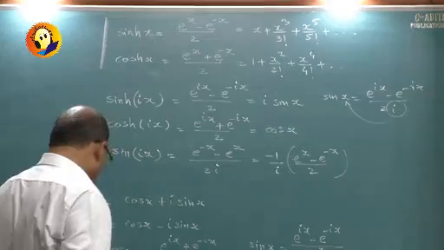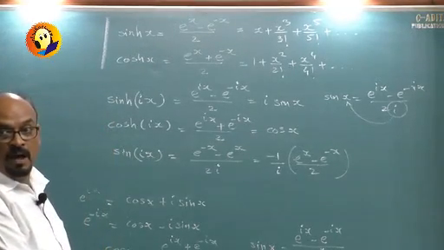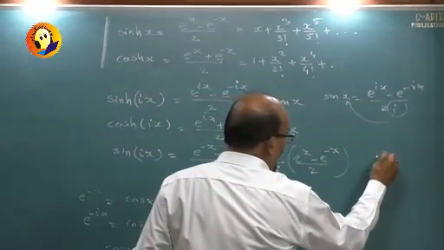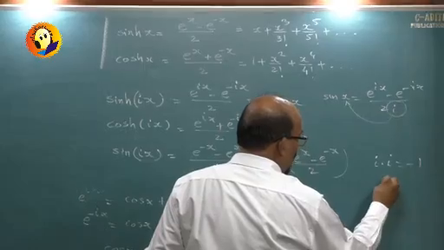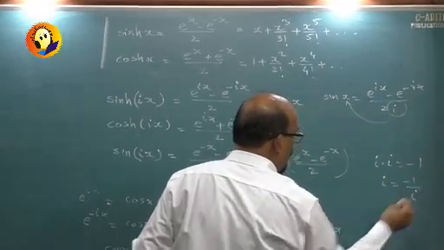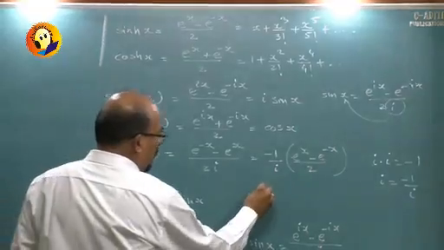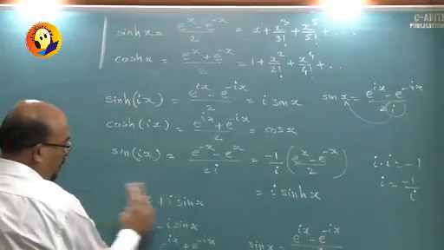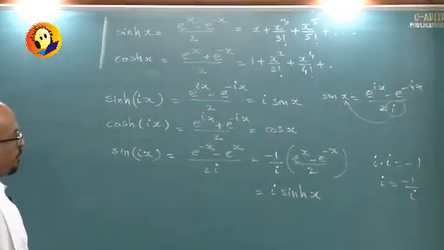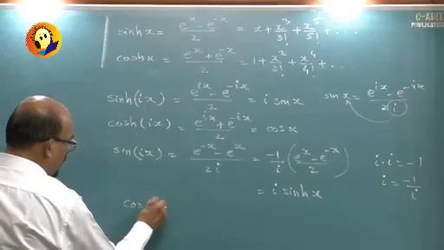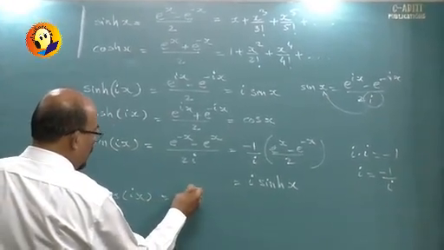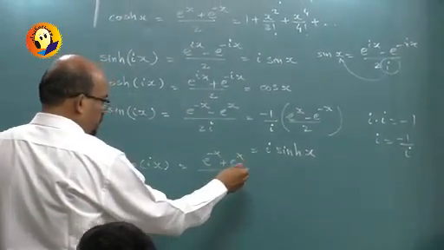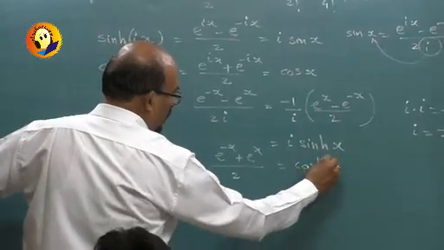What is minus 1 upon i? i square is minus 1. So we know that i into i is minus 1. So i will be equal to minus 1 upon i. And so this becomes i sin x. Similarly, cos ix will be e raised to minus x plus e raised to x upon 2, which is cos x.